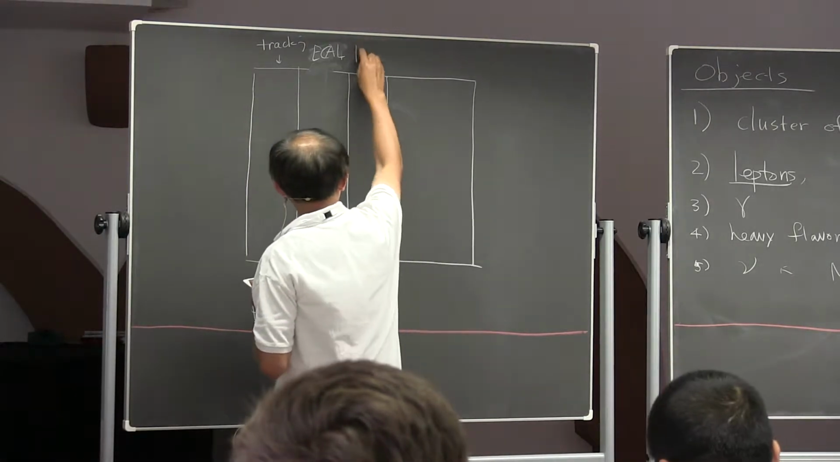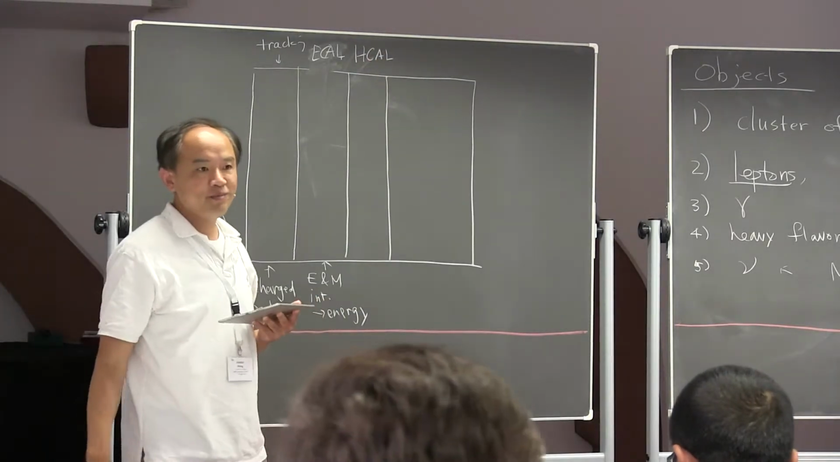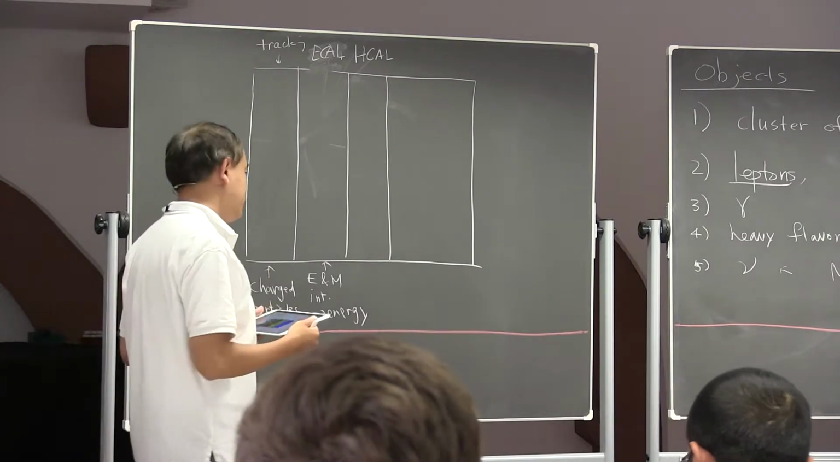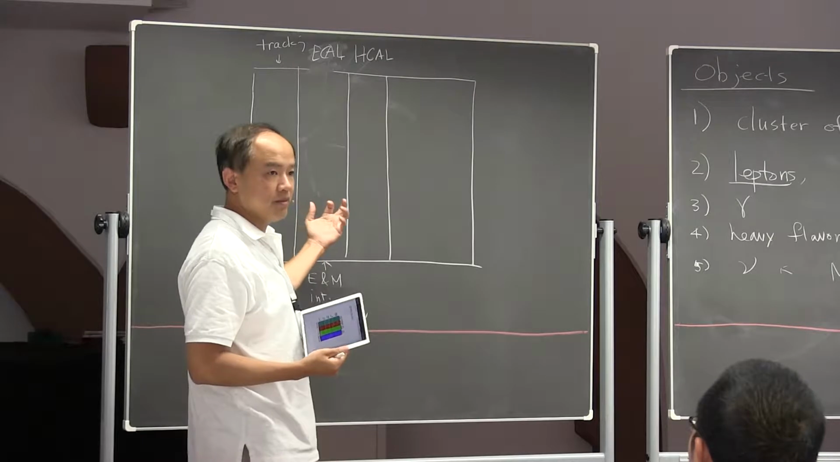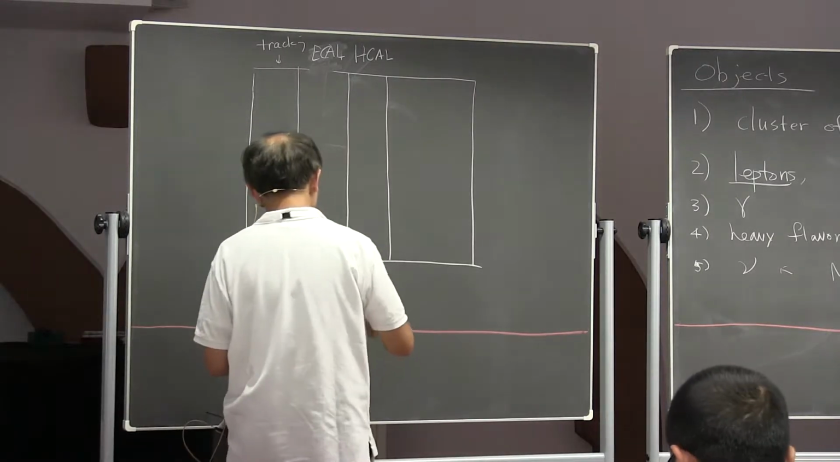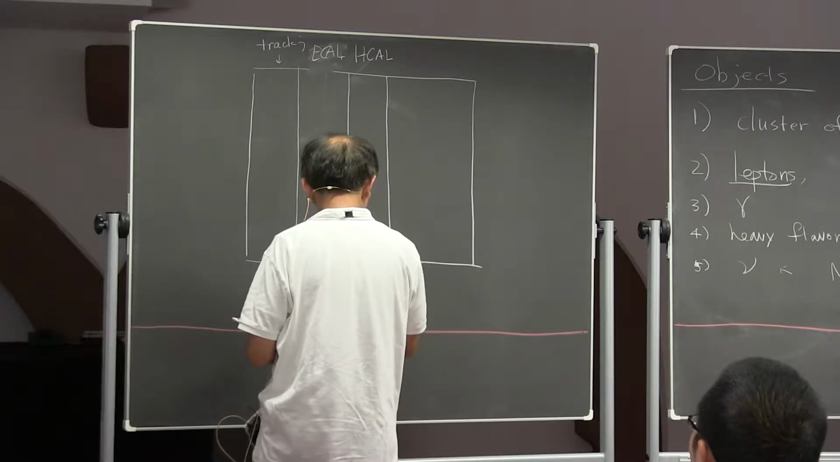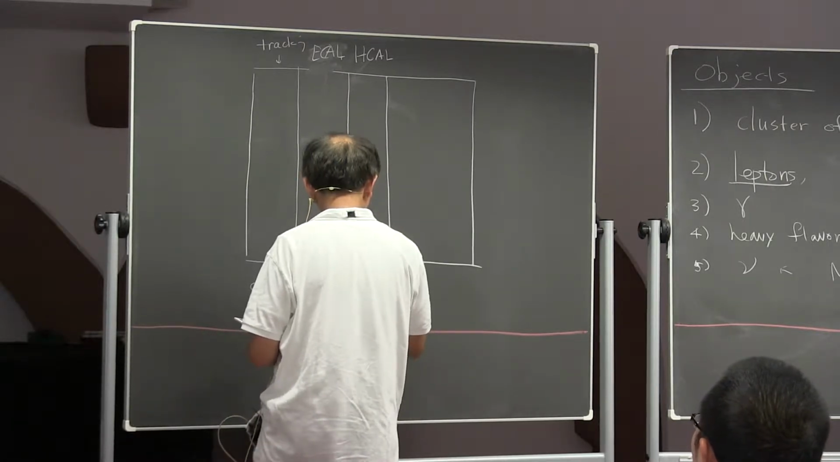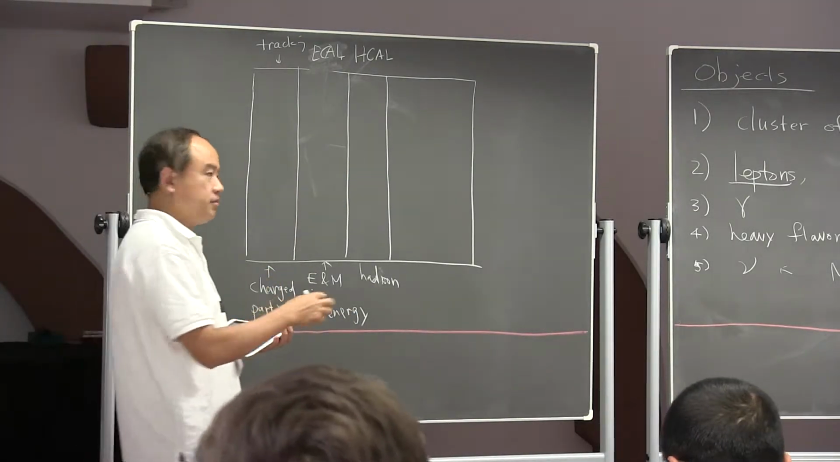The next layer is called HCal, the hadronic calorimeter. Usually it's a much thicker and denser layer than the ECal. Hadrons actually deposit their energy here.